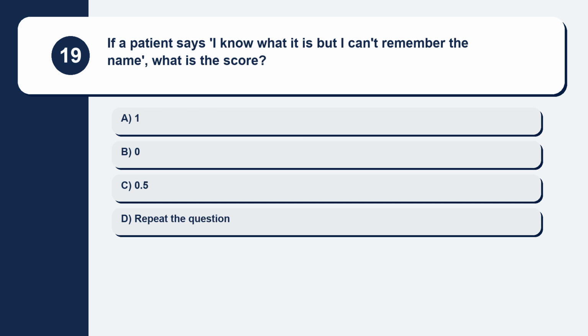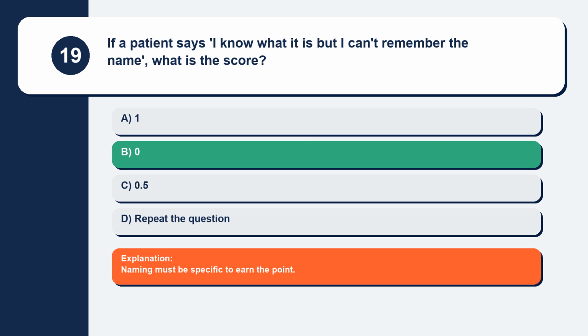Question 19. If a patient says, I know what it is but I can't remember the name, what is the score? 1. 0. 0.5. Repeat the question. Naming must be specific to earn the point.